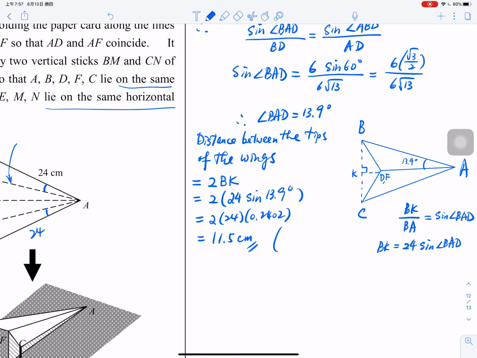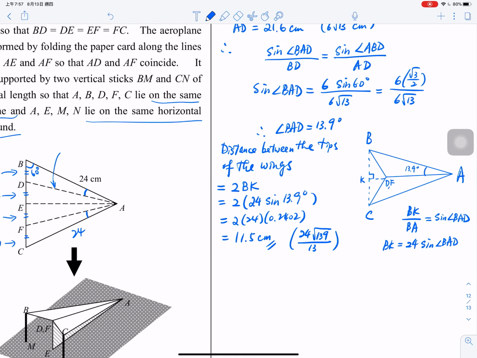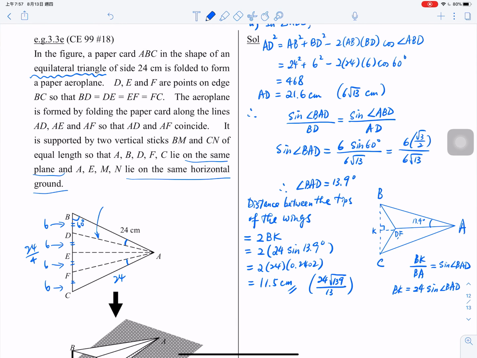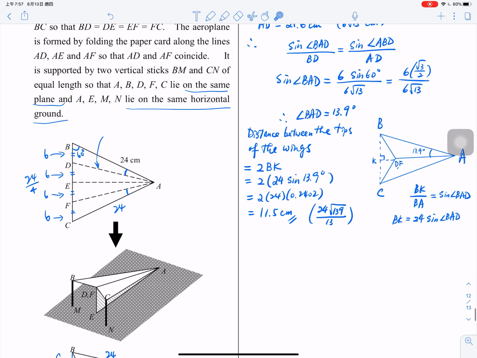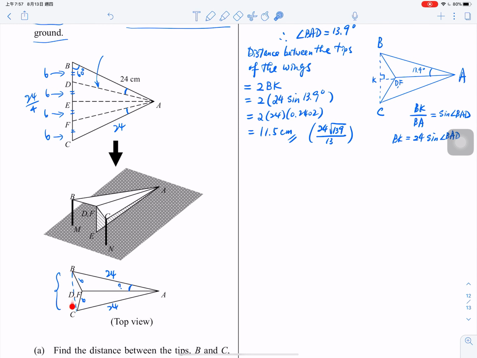If you want to use the surd form, it will become like this. Okay? So you see that it's really hard to find the distance between two tips because you need to think about this one and use this figure. So I draw it once again, and here you know BK, you can use this simple right angle triangle to do this one.